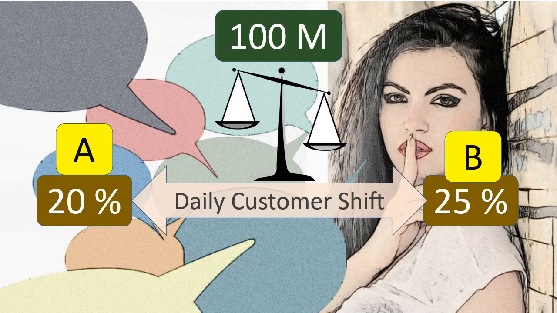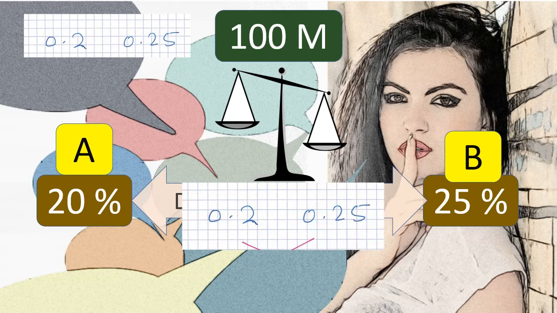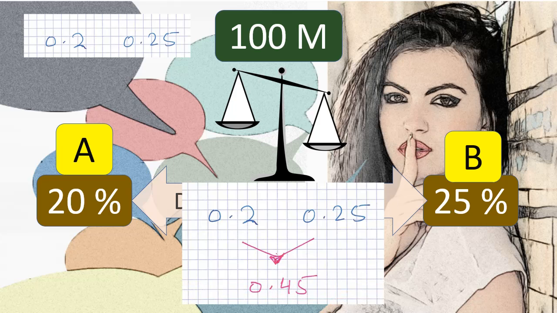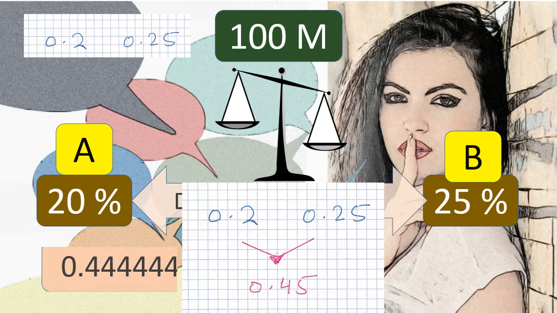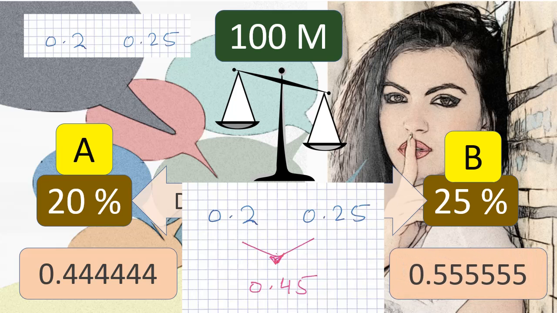The idea behind this video is not the previous two solutions, but the third one. The third solution is that if we think about the given information, it's only 20 and 25%, which is 0.2 and 0.25, and the sum of both of them is 0.45. If we divide 0.2 by 0.45, which is the sum of both, we will have 0.4444. And if we divide 0.25 by 0.45, we will have 0.5555, which is the same as the previous result.